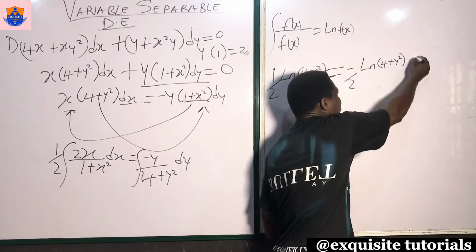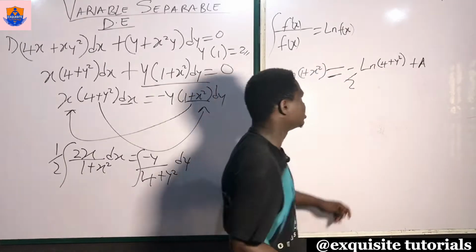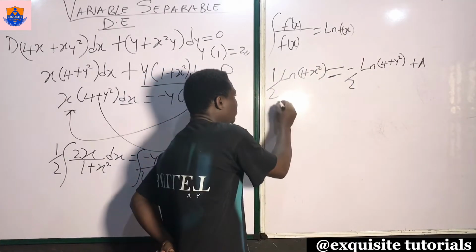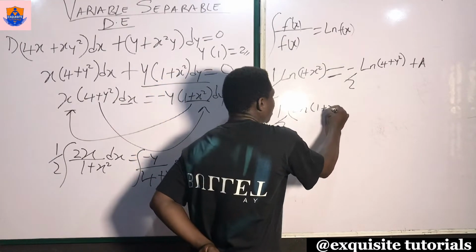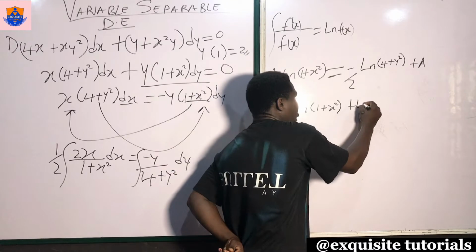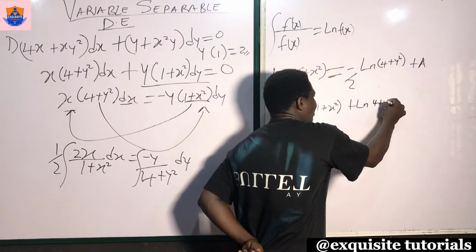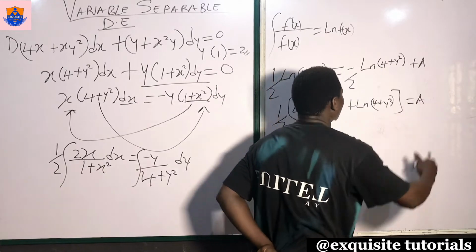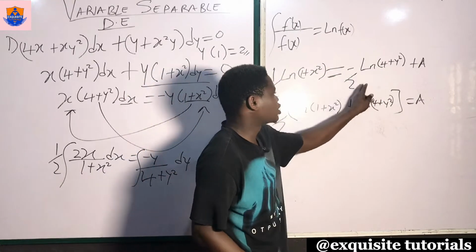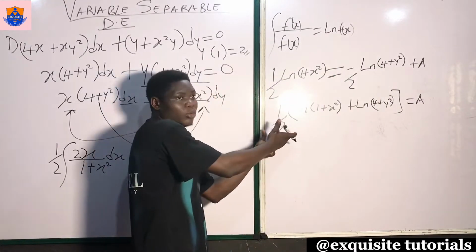Then let's add a certain constant. Let's call that constant A. I want to take this guy here. I'll have 1 over 2 ln 1 plus x squared plus ln 4 plus y squared equals a certain constant. I took this guy here. There's 1 over 2 here, there's 1 over 2 here. That's why I brought them together.